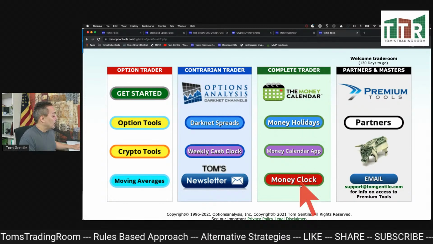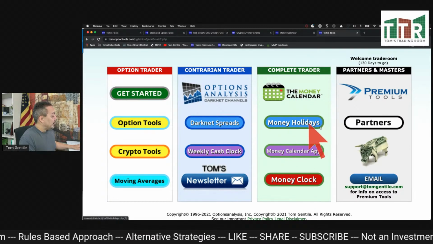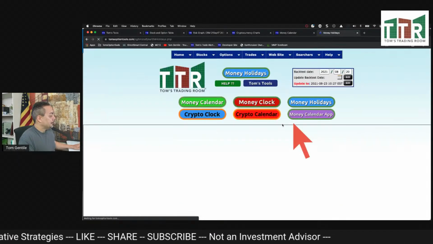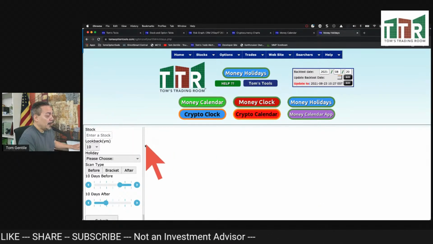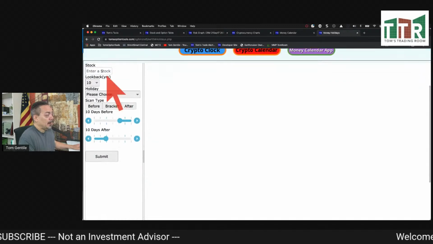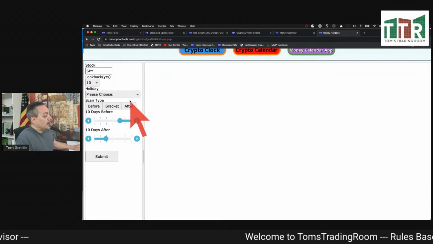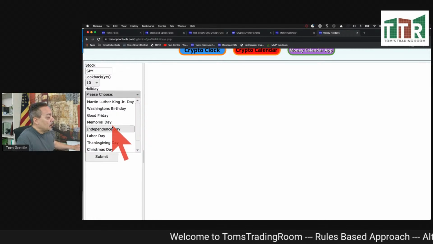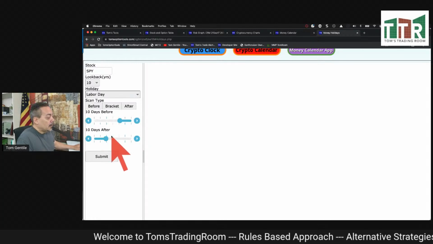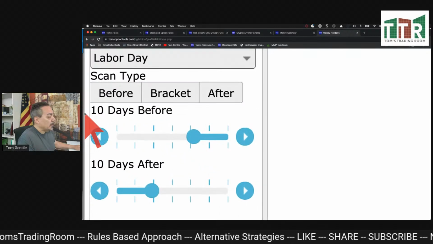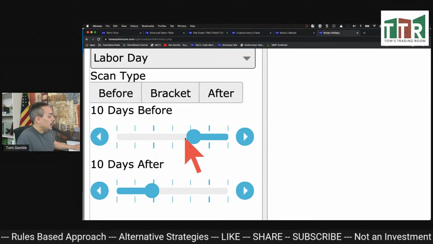Complete trader, that's where I'm going. Money counter, which also includes money holidays, our money counter app, and the money clock. I'm going to click on the money holidays. Now, I don't know what's going to come up here. Might not get anything, but I'm only going to look at SPY. All right, now let's choose a holiday. We're going to choose Labor Day. Can I make this even bigger? There we go.